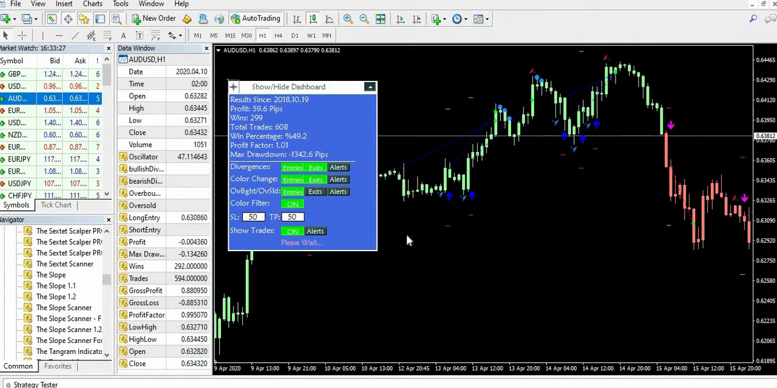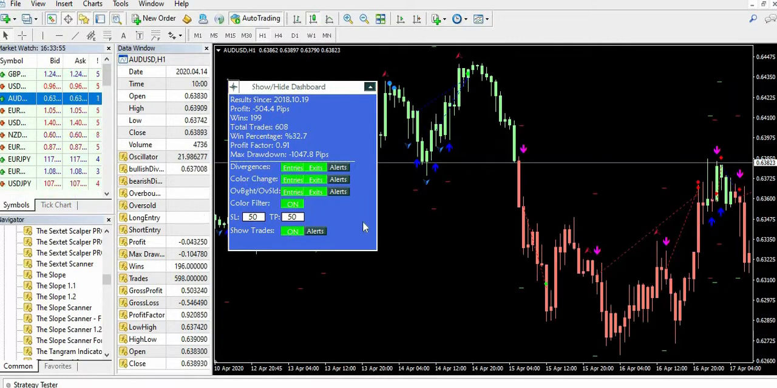Let's see the color change exit. Okay, this was not very helpful. It made us lose 500 pips and the profit factor is down. So we're gonna remove this later, but I'm just gonna enable everything now and then try to tweak to get our best settings. Okay, the overbought oversold exit didn't change a lot, so we're gonna keep it for now.